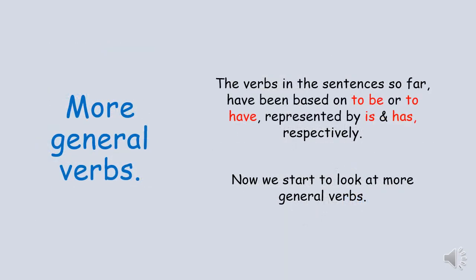Let's now have a look at more general verbs. The verbs in the sentences so far have been based on to be or to have, represented by the declinations is and has respectively. Now we start to have a look at the more general verbs.